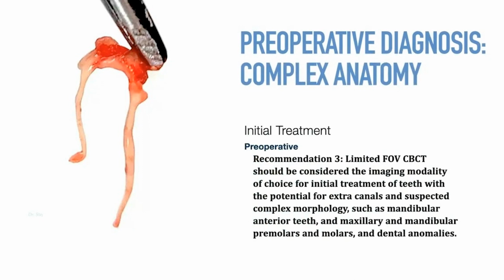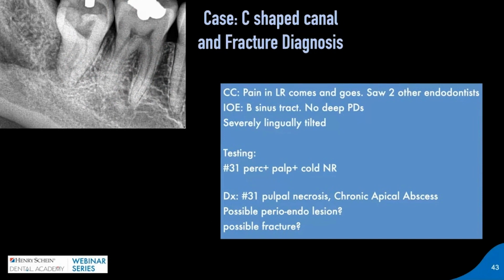Additionally, we definitely want to consider using a CBCT when we're suspecting any kind of complex anatomy. According to that AAE and AAOMR position paper, a CBCT should still be considered the imaging modality of choice when we're treating teeth that have really complex anatomy. One of those situations is, for example, a C-shaped canal system. C-shaped canal systems are especially common in lower second molars and are a little bit more difficult to manage because the canals often join and separate at multiple levels.